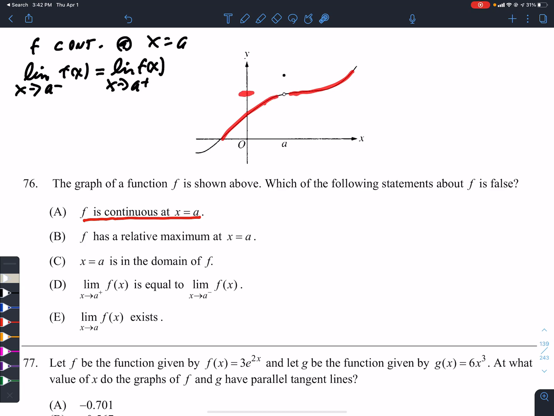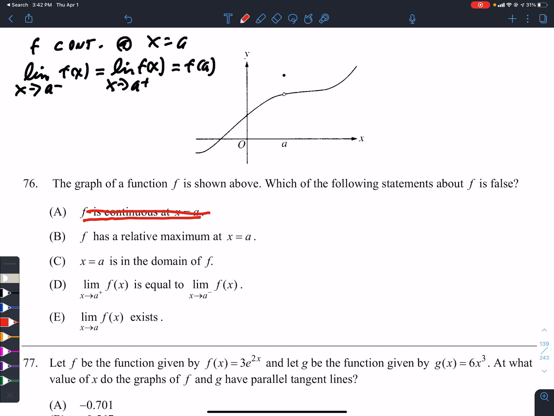But the last thing is to prevent a hole at a, the value at a must be the same as you approach from each way. So as I approach from here, it has to approach some value. As I approach from the other side, it has to approach the same y value. And at a, it must equal the same y value. And you can see this fails because that point does not equal the limit from each side. So that would be a false statement.